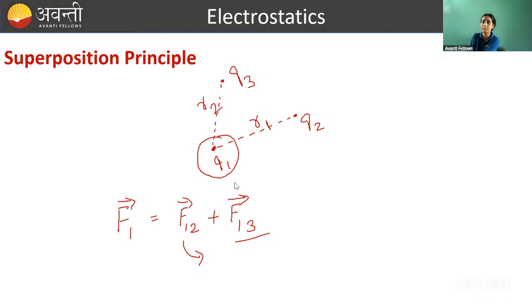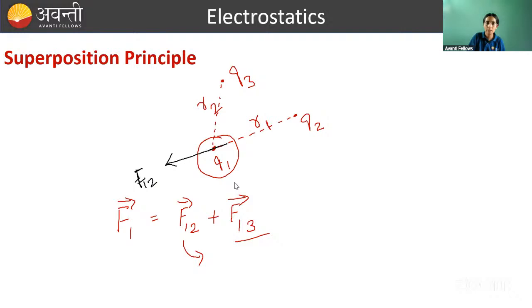Done. So F1 value, that is force acting on charge 1, will be equal to what? F12 plus F13. And how you will mark the direction? Yes, I'm coming to that. How you will mark the direction? Direction को कैसे करोगे? So Q1 and Q2 are of same nature. So Q2 will repel Q1. It means F12 will act in this direction.